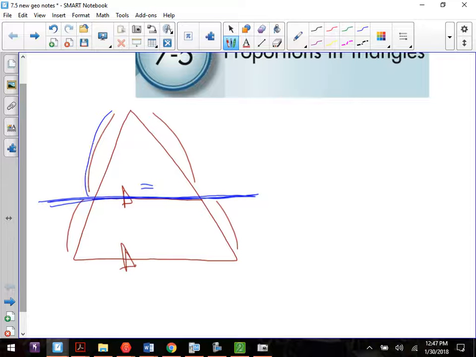Numerator, denominator, numerator, denominator. Think of that parallel line as a fraction bar. So if you see a diagram that has a side parallel to one of the sides of the triangle, that parallel portion on the interior of the triangle acts as a fraction bar for the sides. Think of it as a fraction bar.